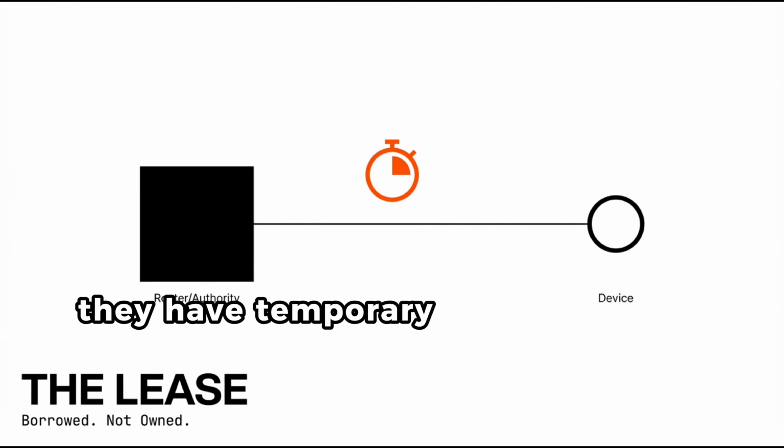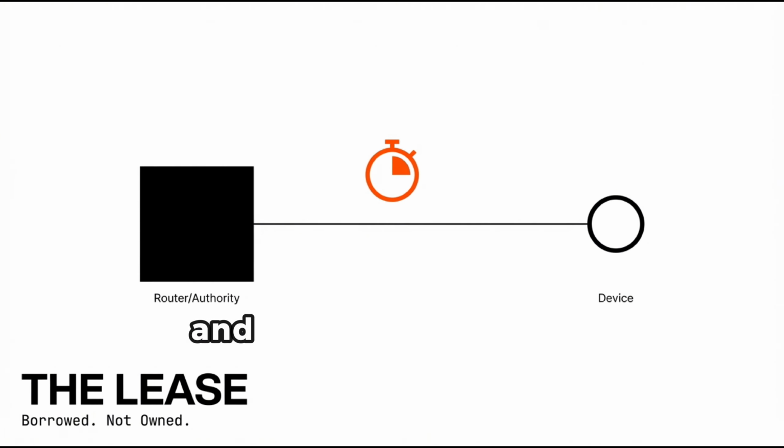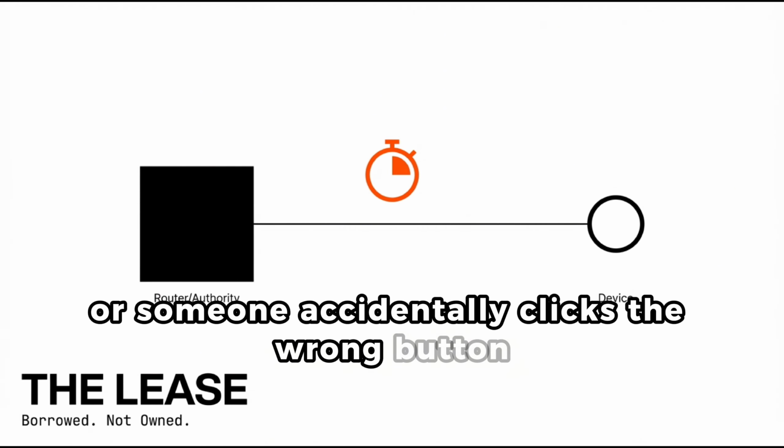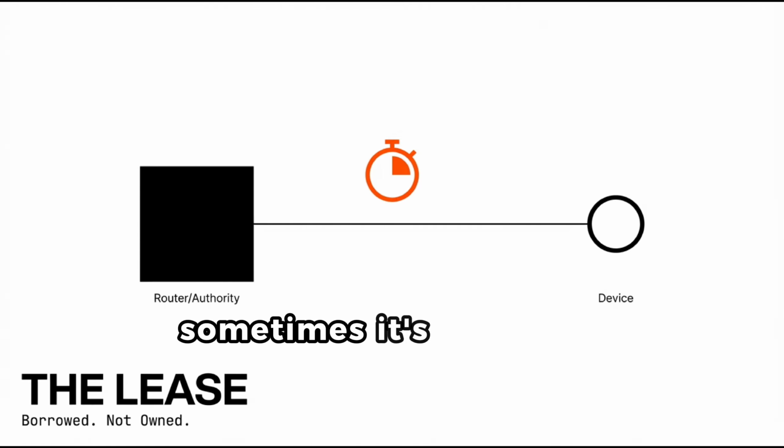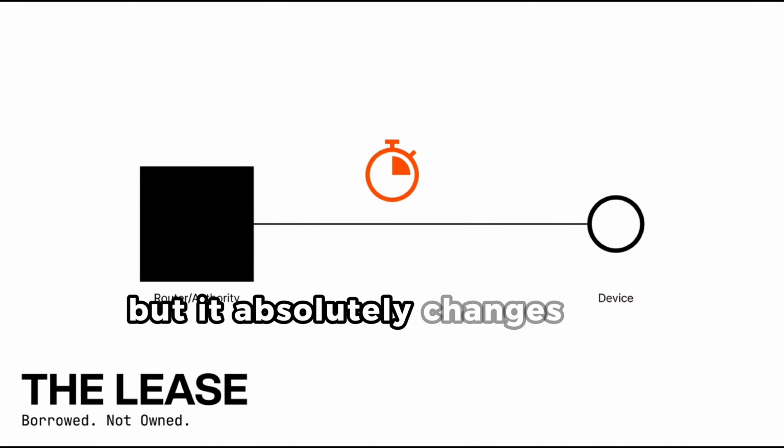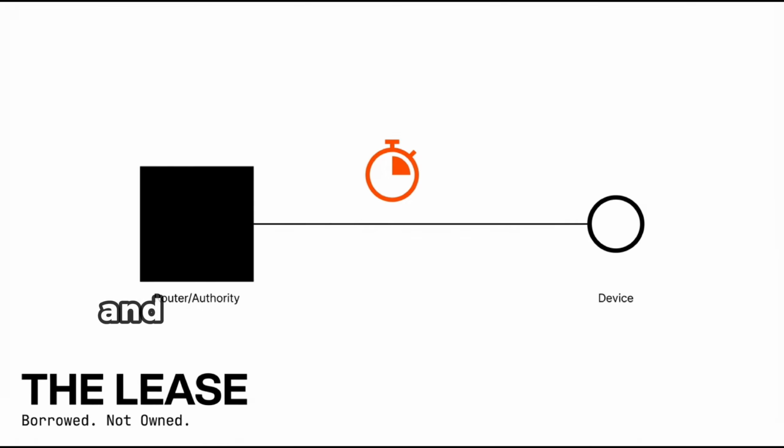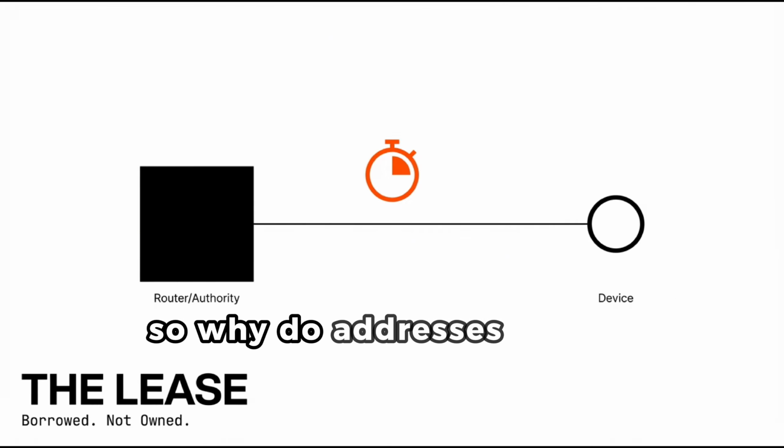They have temporary addresses that are leased to them, and those leases expire, or they move between networks, or the network reconfigures itself, or someone accidentally clicks the wrong button. Your address can drift for a bunch of reasons. And the thing is, drift isn't necessarily bad. Sometimes it's by design, but it absolutely changes how networks behave, and it can completely wreck your day if you're not ready for it.